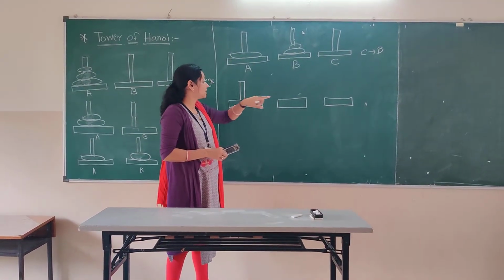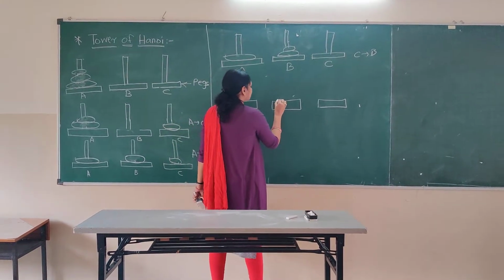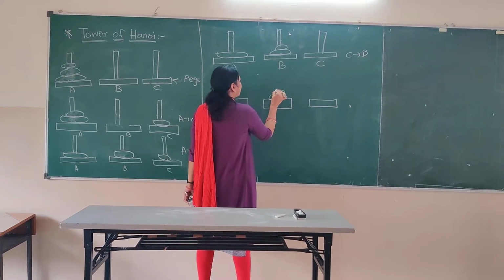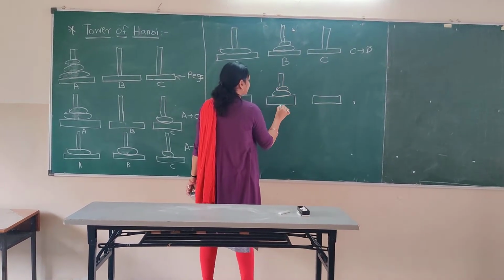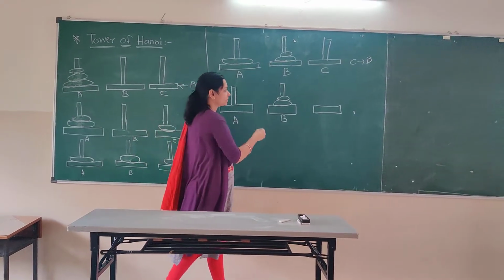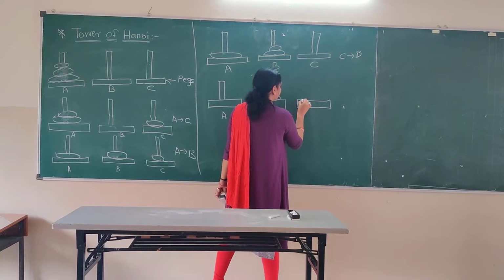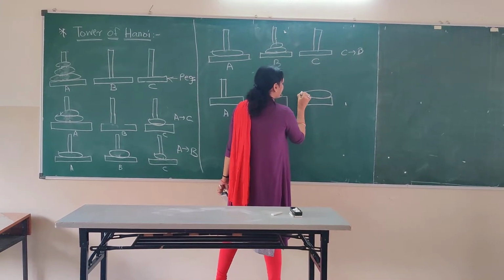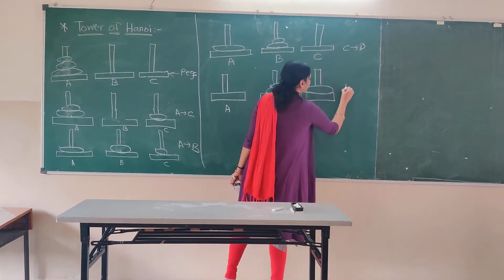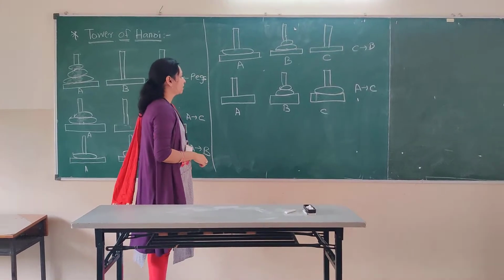Now I move this larger disc to the last peg. So here are my middle and smaller discs, that is B. A will be blank because I am moving that disc over there, and here is my larger disc, that is C. So the move is from A to C.